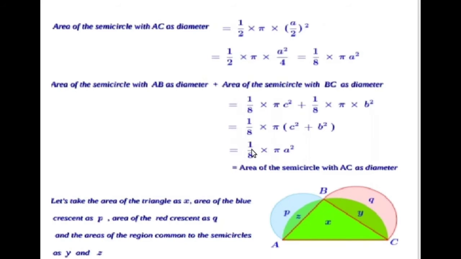So we have 1 by 8 into pi a square, that is the area of the semicircle with AC as diameter. So the area of this semicircle and the area of this semicircle is equal to the area of this green color semicircle. Okay, we have that.